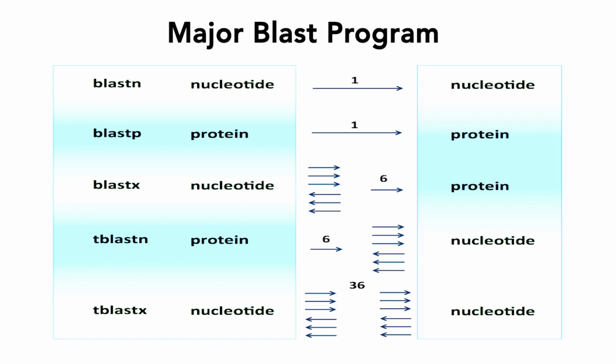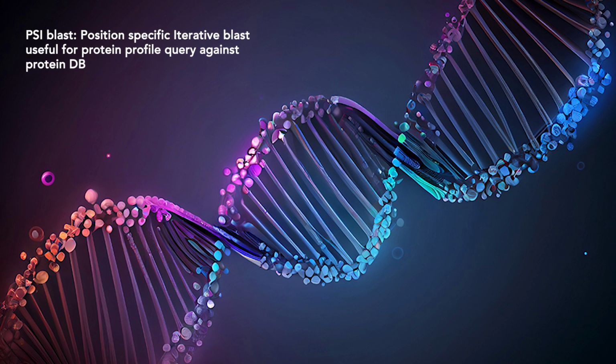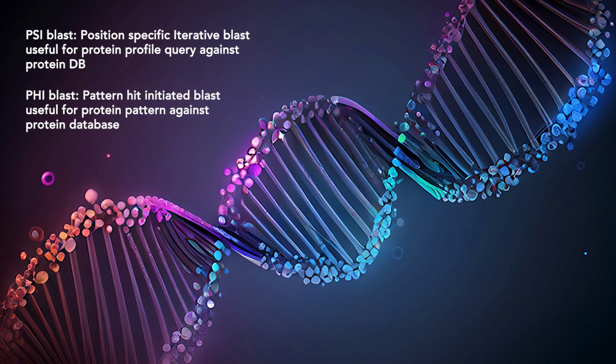The other program is TBLASTX, in which the query sequence is a six-frame translated nucleotide sequence and the database is also six-frame translated nucleotides. We had already seen the six BLAST measures depicted in the details, for what purposes they are used. The other specialized BLAST used for sequence alignment is PSI-BLAST, position-specific iterative BLAST, useful for protein profiles, querying against a protein database. PHI-BLAST, which is pattern-hit initiated BLAST, is useful for a protein pattern against a protein database.